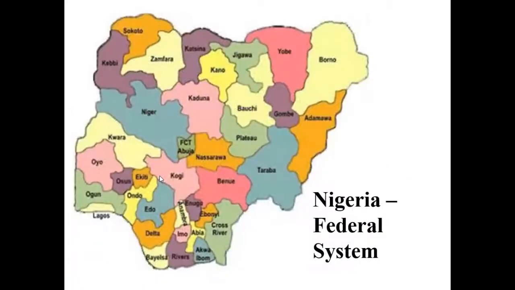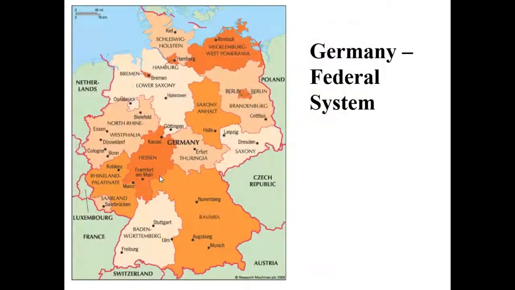Okay. So India, Nigeria is a federal system. Germany is a federal system. You know, there used to be an East Germany and West Germany, right? Before 1993, I think, when that was reunified, right?